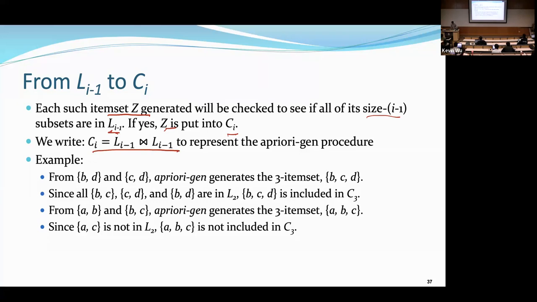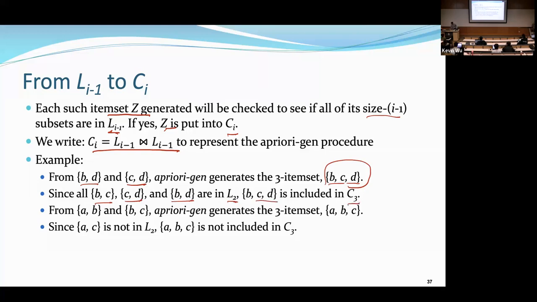And here are a couple of examples. BD and CD are from L2. And they overlap by one item. So joining them, we get BCD. Before we put it into C3, we check whether all of its size 2 subsets are frequent or not. And we found that BC, CD, BD, these are all the 3 possible size 2 subsets of BCD. They are all frequent. They are all in L2. And therefore, BCD is put into the candidate set C3.